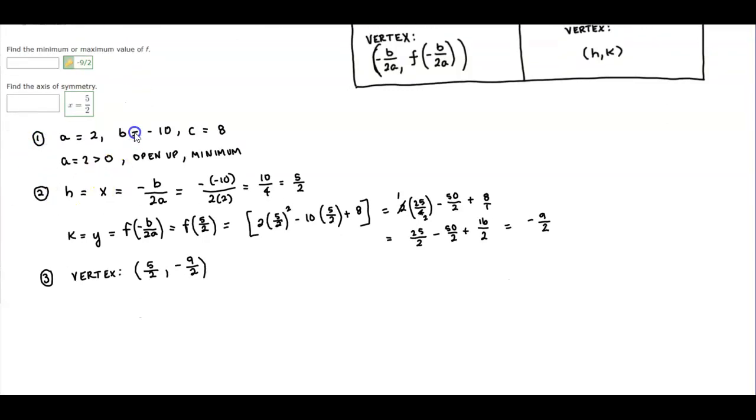Okay, so we want to find out what the minimum value of f is. Well, the minimum value is the y value of the vertex. And the axis of symmetry is the x-coordinate of the vertex. So that's x is equal to 5 over 2.